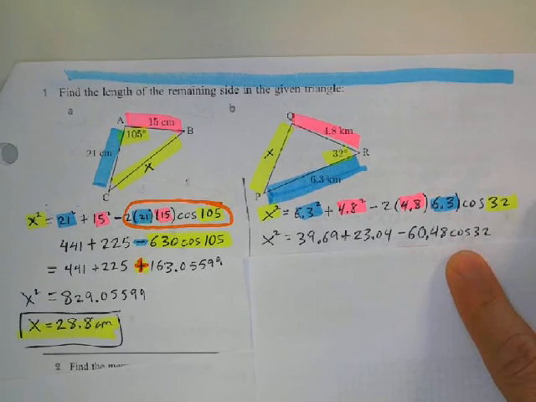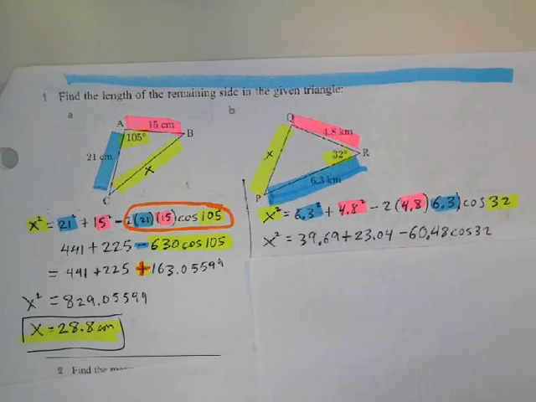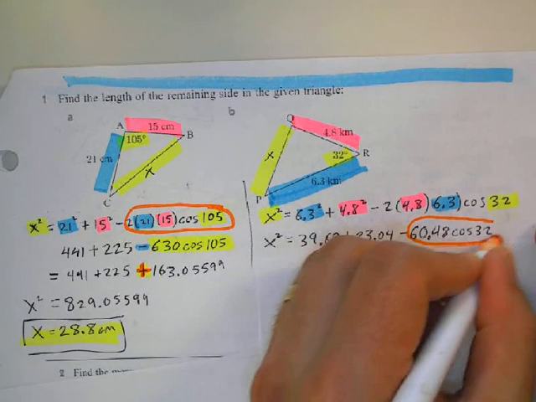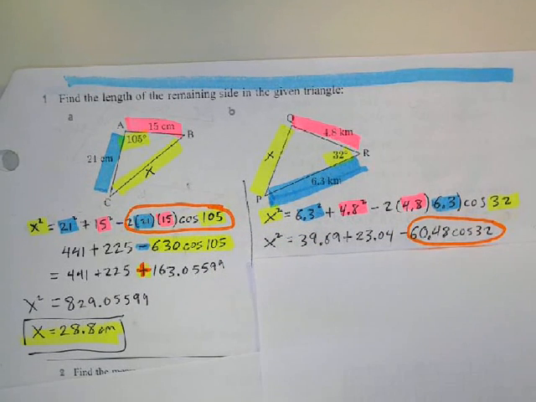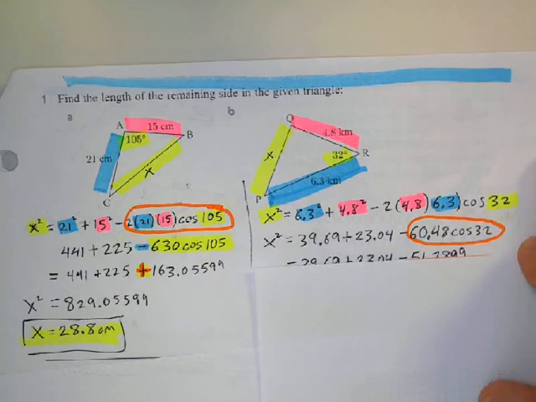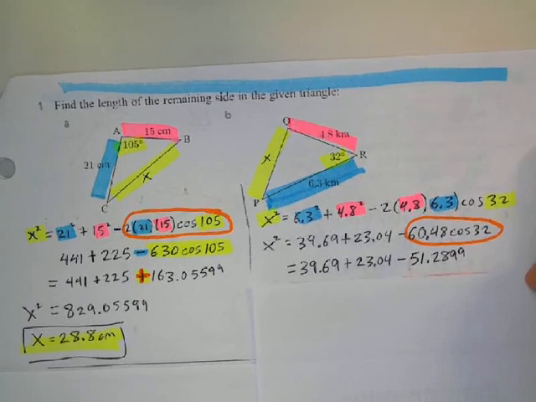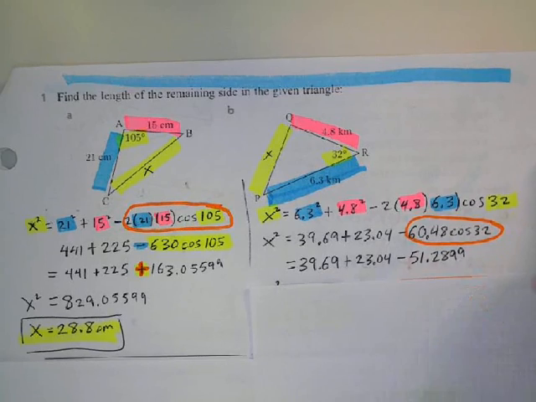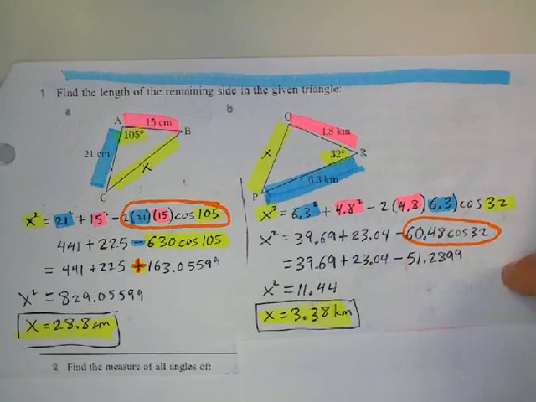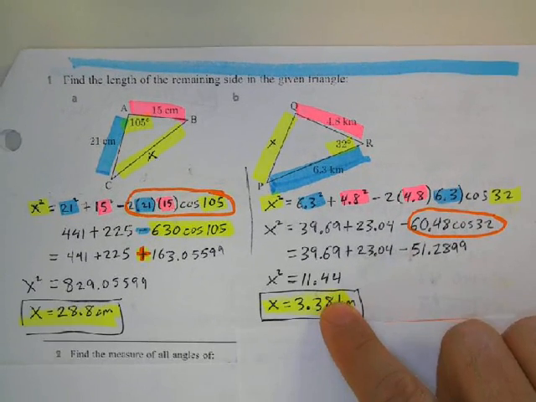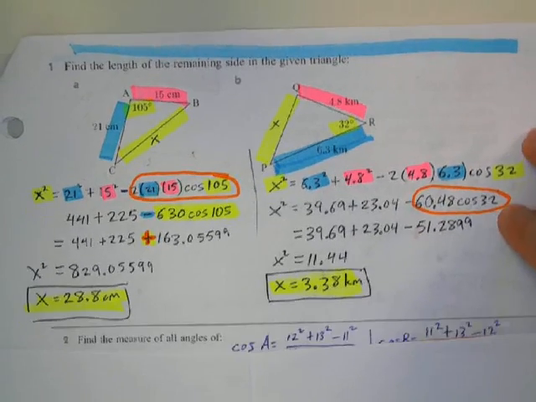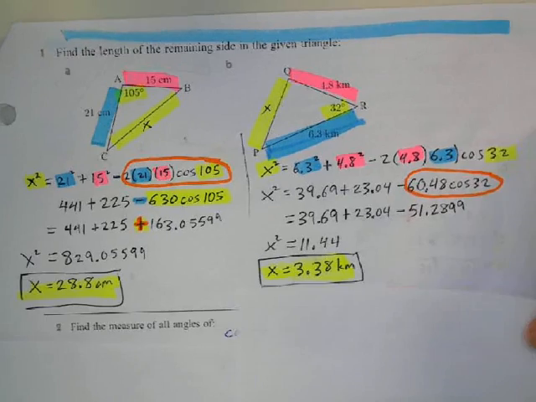And as I mentioned before, do the 60.48 times cosine first, and then you get these values here, and then add everything and subtract the 51, and then we get this value, and take the square root, we get this. Okay, next. Hit pause if you need to replay and watch something again.